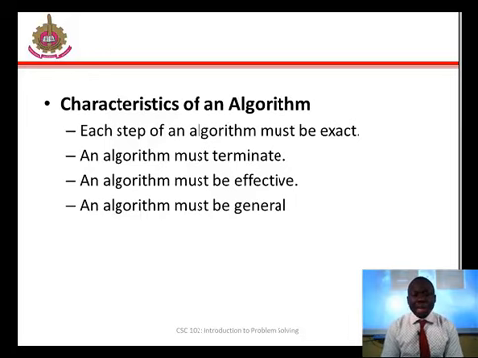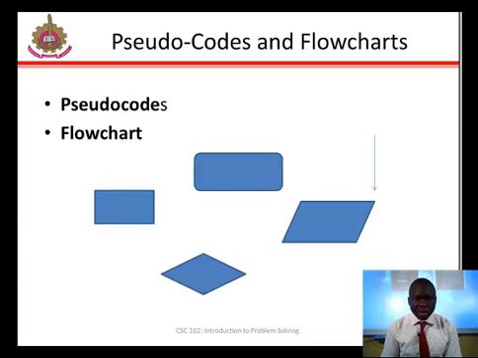Number 4, an algorithm must be general. This means that it must solve every instance of the problem. For example, a program that computes the area of a rectangle should work on all possible dimensions of the rectangle within the limits of the programming language and the machine. These are the 4 characteristics of an algorithm.